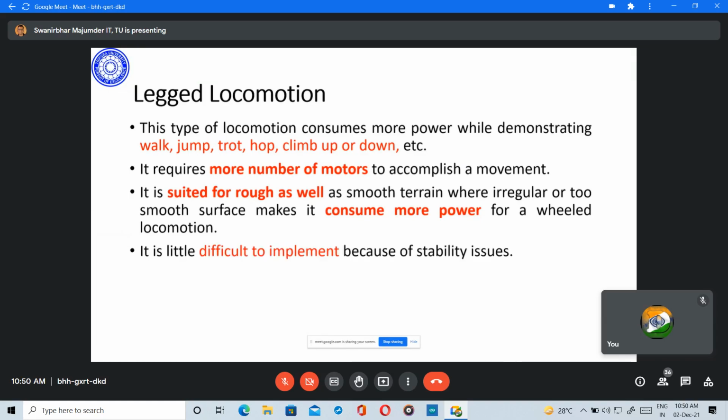It is a bit difficult to implement because of the stability issues. So that is always there, and for that only we have AI techniques for optimization and other things.